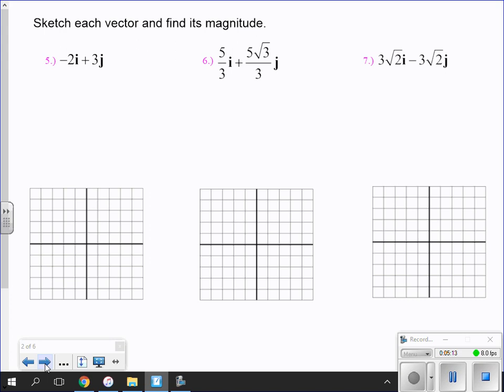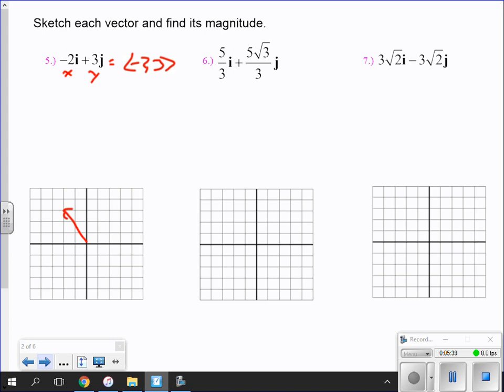Sketch each vector and find its magnitude. So, negative 2i plus 3j. This is easy. This is the x component. This is the y component. This is the equivalent of negative 2, 3. So I go negative 2, 3. There is my vector, negative 2i plus 3j.